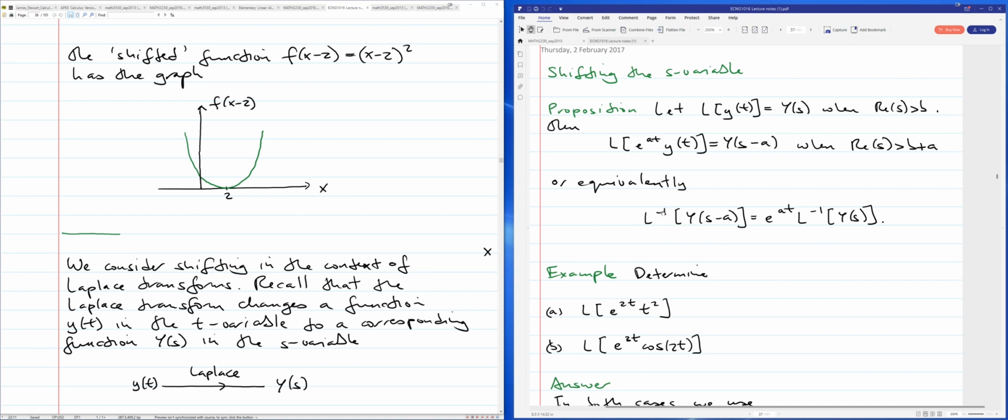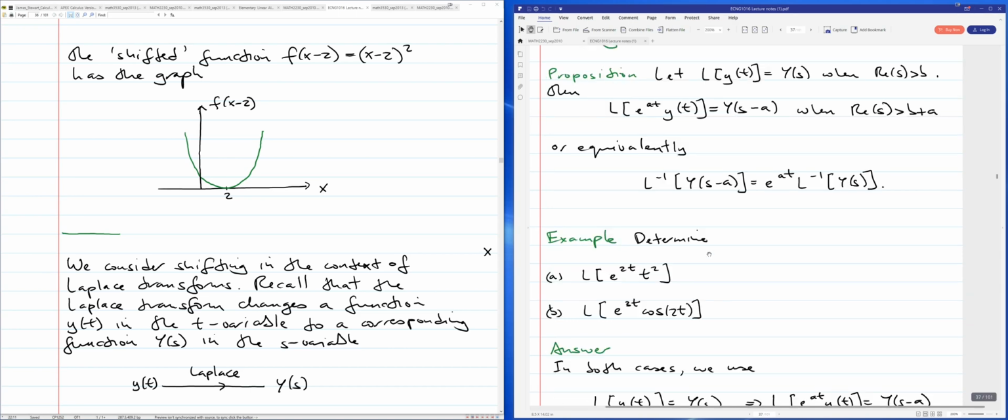Or you can read this as: if I want to get the Laplace inverse of Y(s minus a), something that is shifted, what I can do is unshift. So the s minus a, I'm just going to convert to s over here, take the Laplace inverse of that, and then multiply by the exponential. It's easier if you see an example of this, so we'll do examples of both of these.